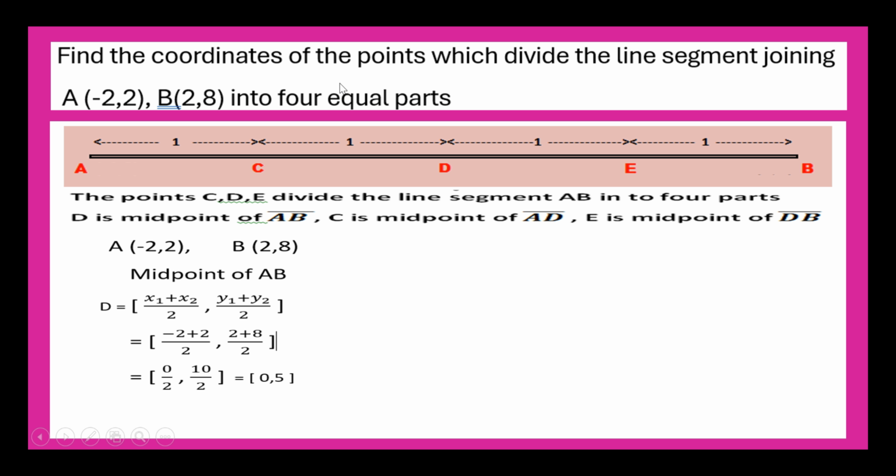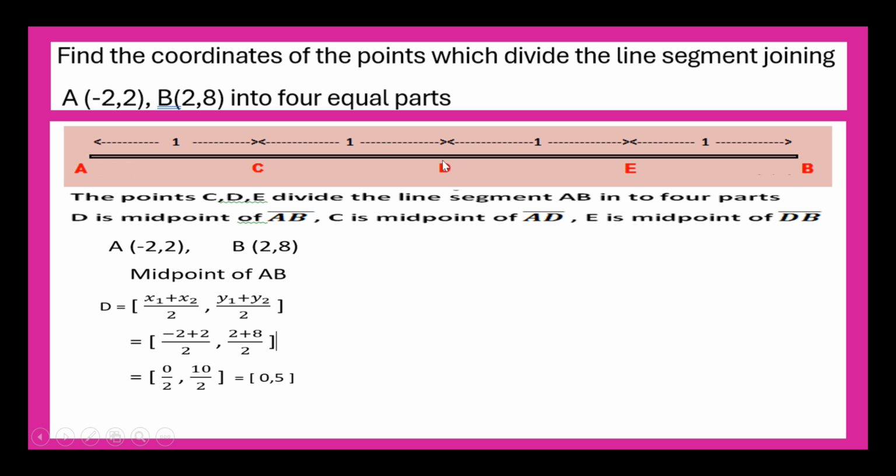From the diagram, the midpoint of AB is D, and the coordinates of D are ((x1 plus x2) by 2, (y1 plus y2) by 2). x1 is minus 2 and x2 is 2. x1 plus x2 means (minus 2 plus 2) by 2, and y1 plus y2 is (2 plus 8) by 2. Minus 2 plus 2 is 0 by 2, and 2 plus 8 is 10 by 2. Now 0 by 2 is 0, and 10 by 2 is 5. Therefore, the coordinates of D are (0, 5).